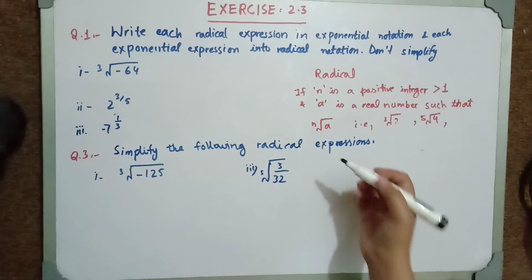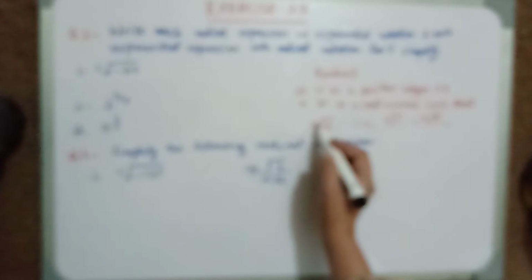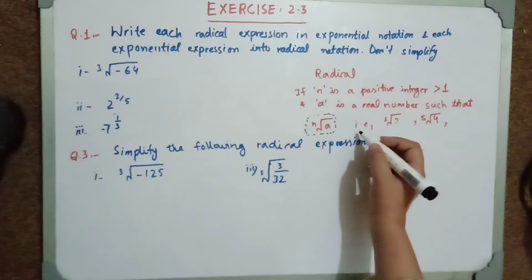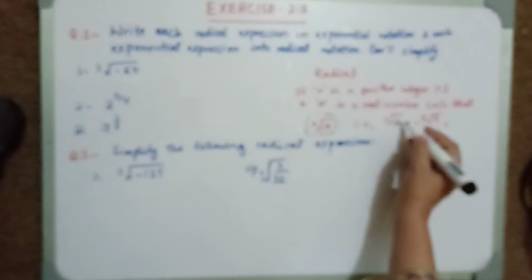Radical, let's say you have this kind of expression in which you have any real number here inside this radical. This a is any real number, and n is an integer which is greater than 1. Then this whole form is called a radical expression. And I've written some other examples too. These are also radical expressions.